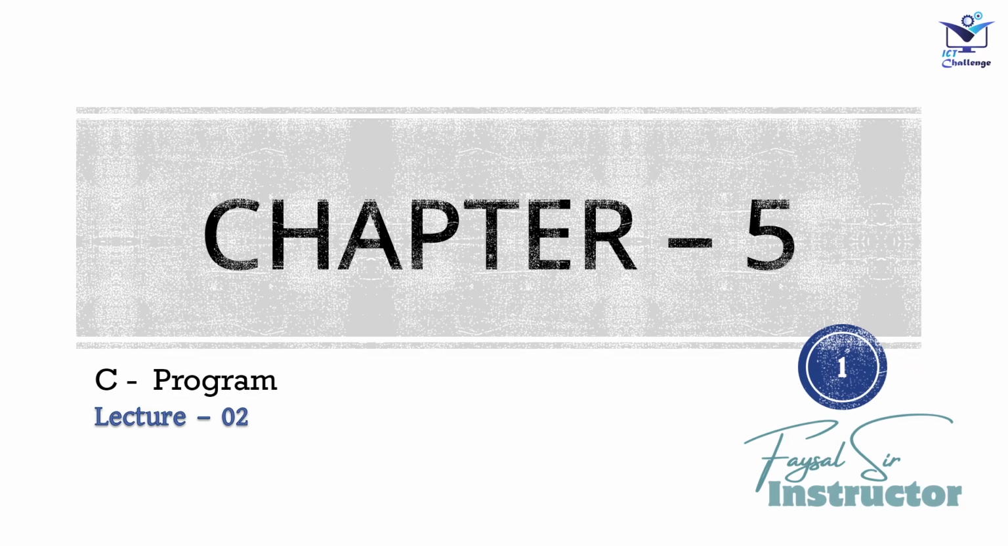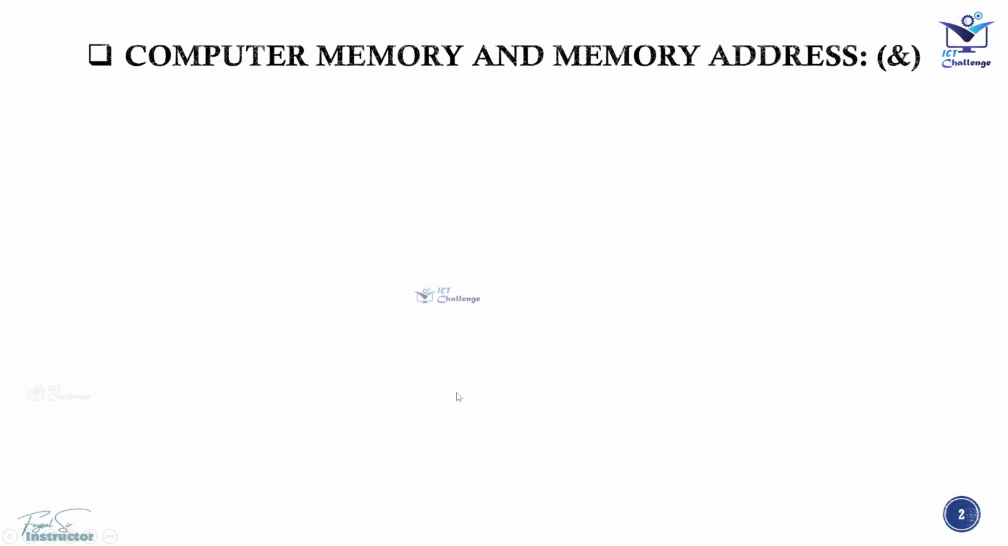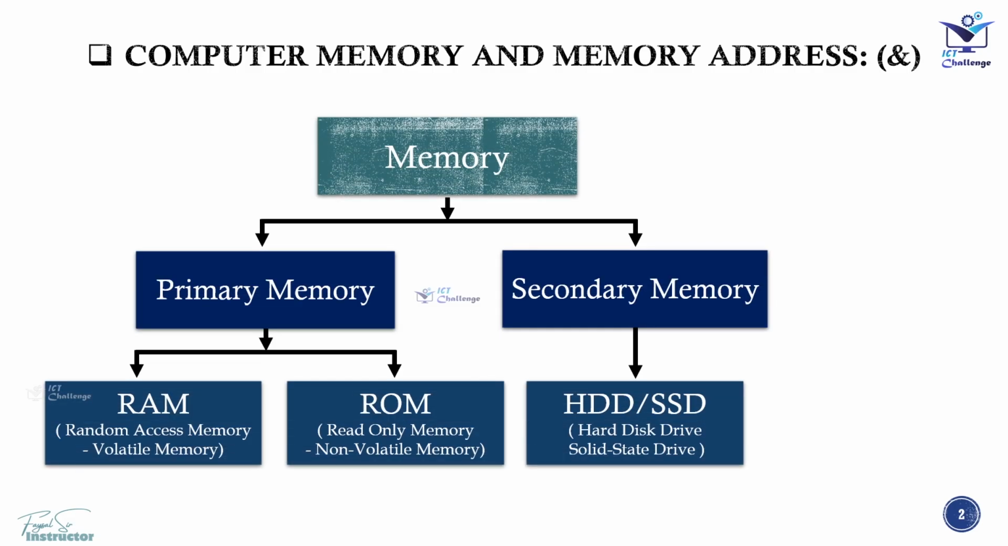Okay, so let's start. At first, we have to understand the computer memory and the memory address. This is the chart of the computer memory. We have two types of memory here. One of them is primary memory and another one is secondary memory. Primary memory means the memory which gives the primary location for any kind of data, and the secondary memory can keep all the data permanently.